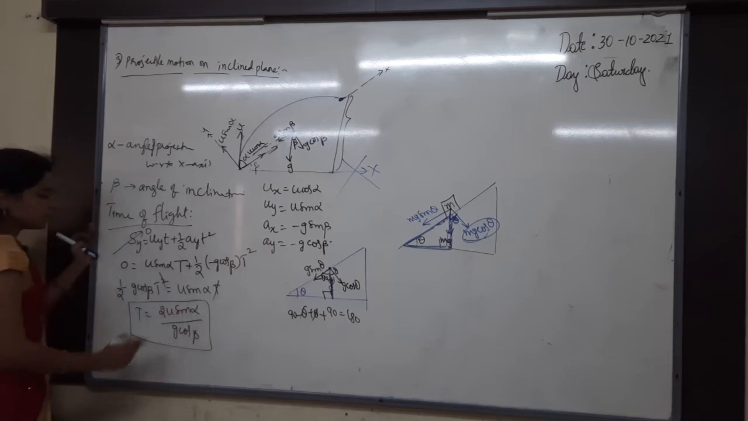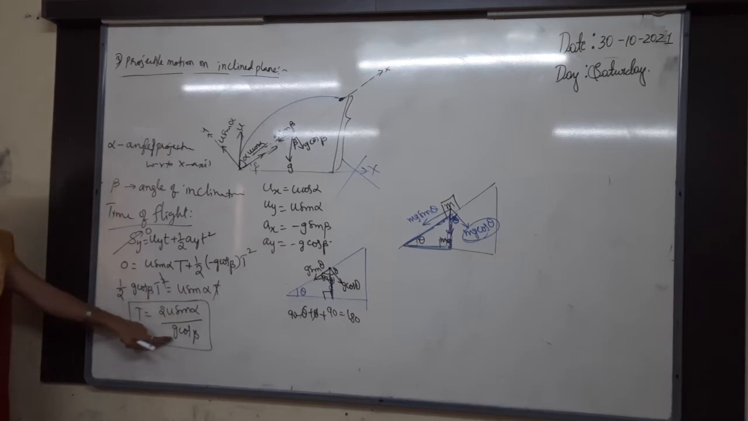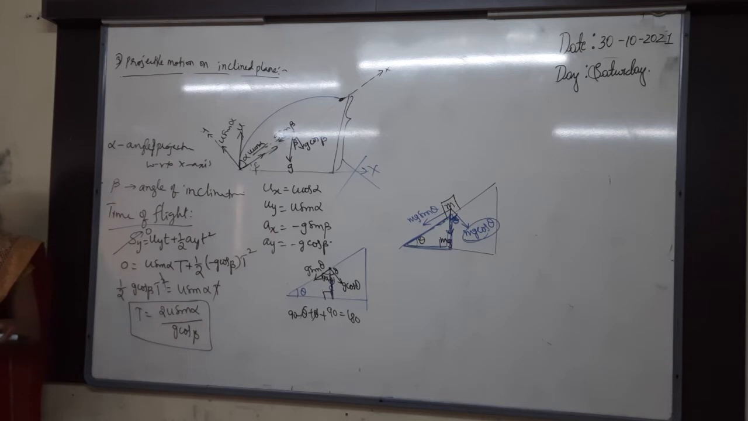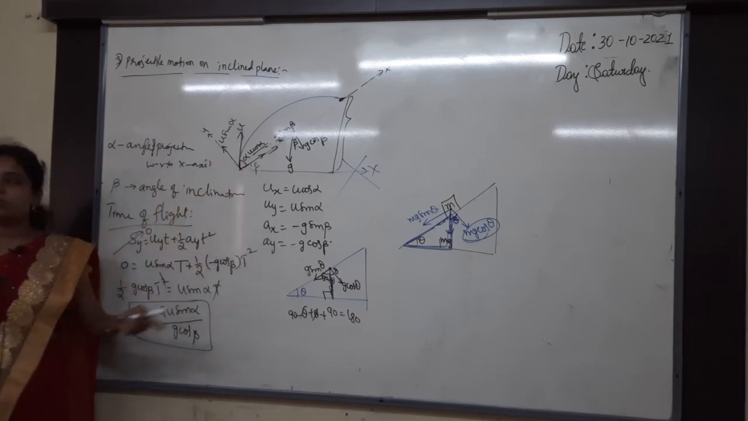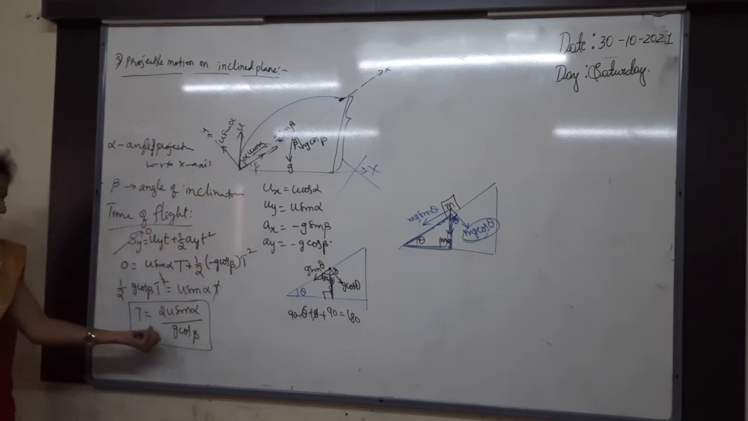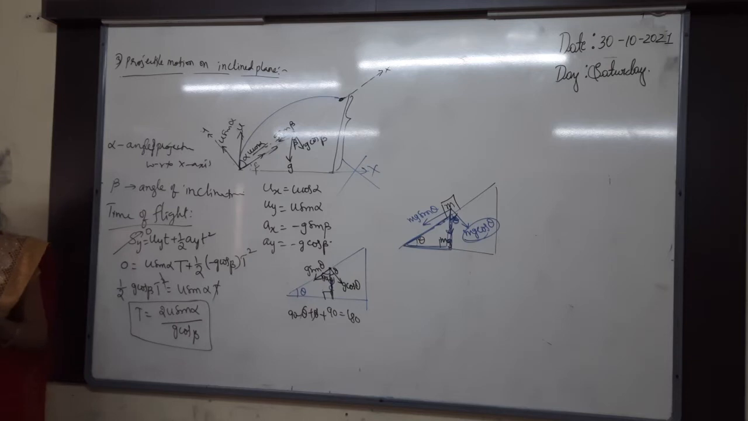The general projectile formula for time of flight is t equal to 2u sin theta by g. But here what are we getting? g cos beta, extra. Everything is the same as it is. There, theta is the angle of projection. Here what is the angle of projection? Alpha is the angle of projection. So instead of 2u sin theta, we are getting 2u sin alpha. Okay, but g will change. Why? Because g will be divided into two components. One of the components we will get here is nothing but g cos beta.